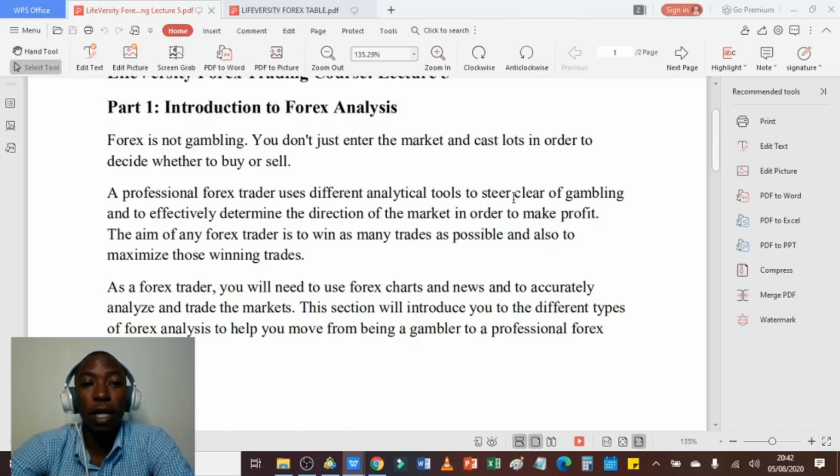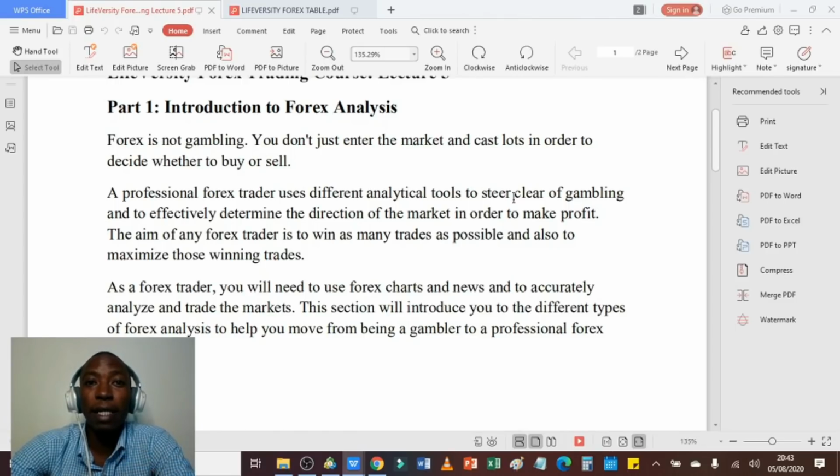As a forex trader, you will need to use forex charts and news to accurately analyze and trade the markets. This section will introduce the different types of forex analysis to help you improve from being a gambler to a professional trader. So in this lecture, I'm going to help you graduate from being a gambler to a professional forex trader, because I know what most people are doing. They base their trades on gambling.